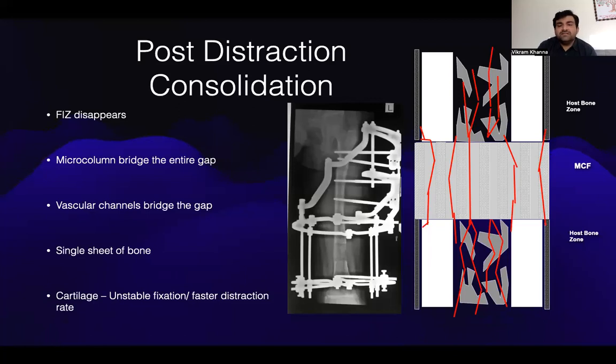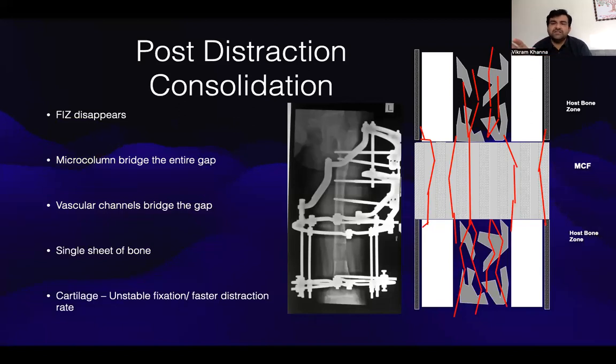Now, once the distraction is complete, the fibrous interzone disappears. The microcolumns bridge the entire gap. Vascular channels start crossing over to the other side because the fibrous interzone has disappeared. So, the vascular channels now bridge the entire gap.